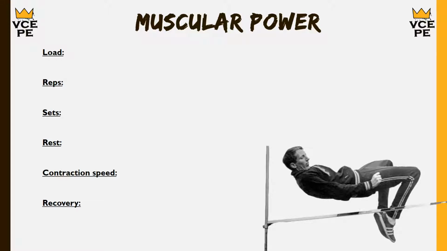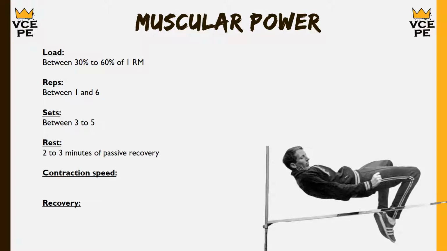Now, the load is a little bit lighter when we're talking about muscular power. We're talking about 30 to 60% of the 1 RM, and we'll talk about why in a minute. Reps between 1 and 6, I would probably say 6, but again, every individual works a little bit differently. Sets, you want between 3 and 5 sets. And again, we need to make sure our recovery time is long enough for us to replenish a fair amount of our phosphocreatine stores. So we have 2 to 3 minutes.